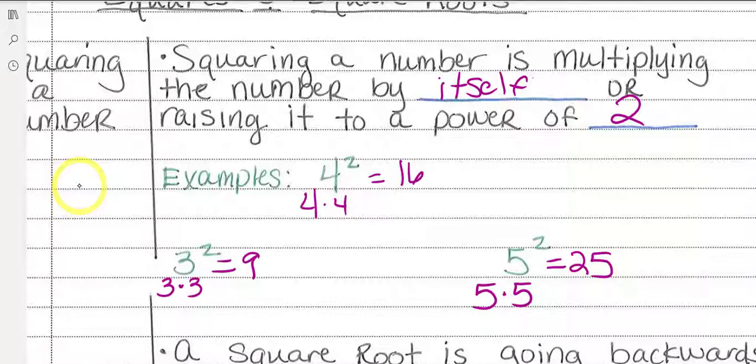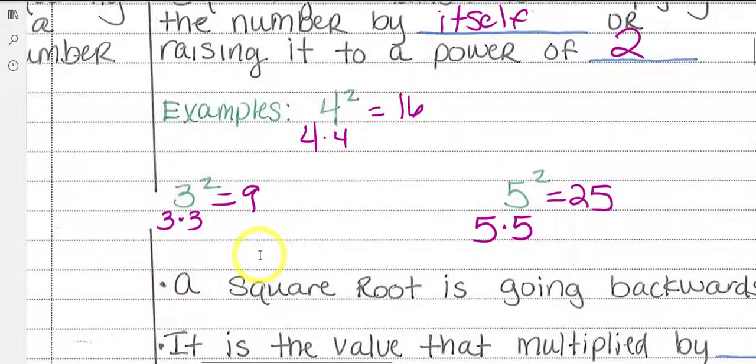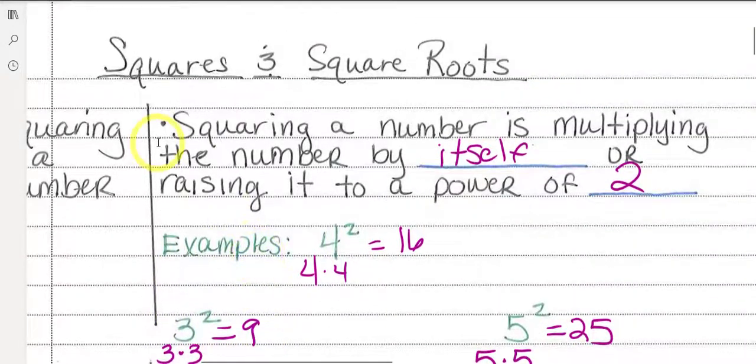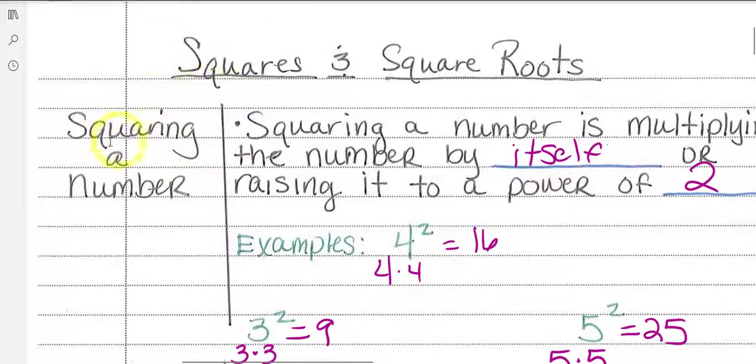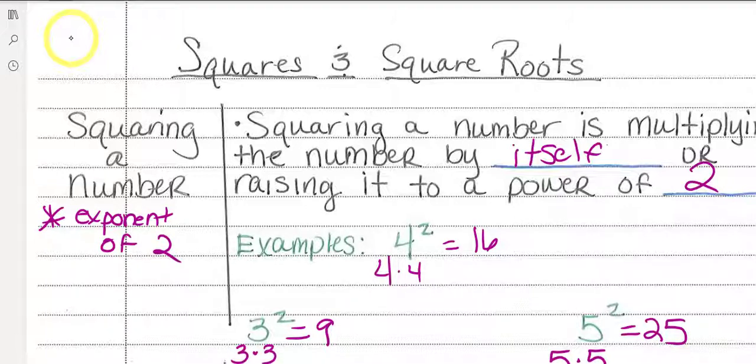So we just took these numbers, the 4 in this example, the 3 in this example, the 5 in this example, and those are called the base. The 2 is the exponent. We're raising it to the exponent of 2, and that is the square. So remember that when we're saying we're squaring a number, we're using the exponent of 2, and we call that squaring.